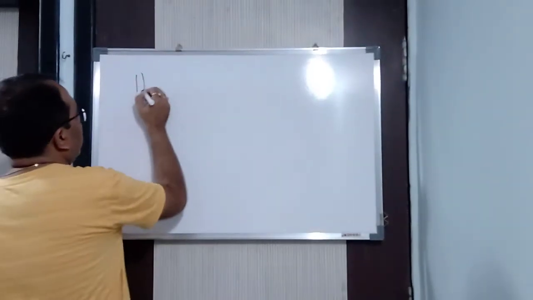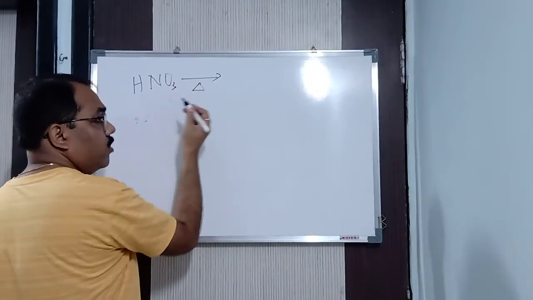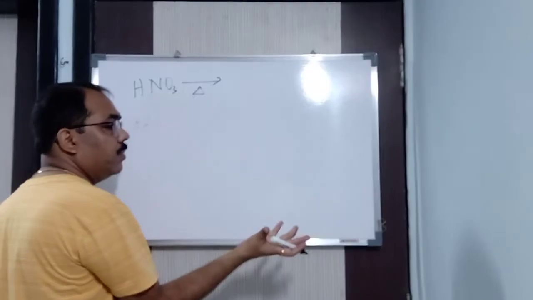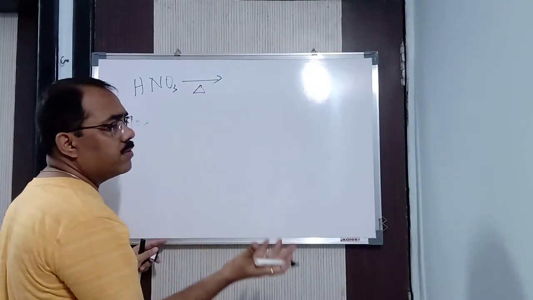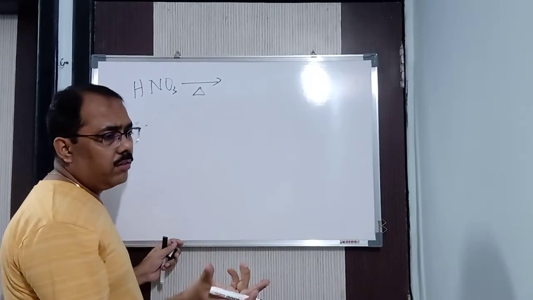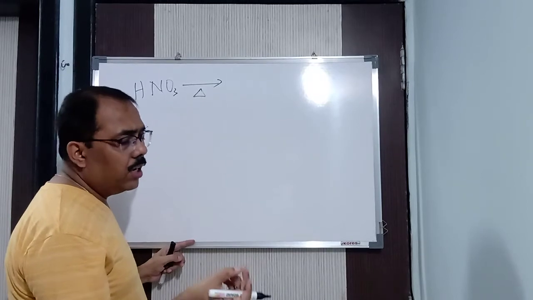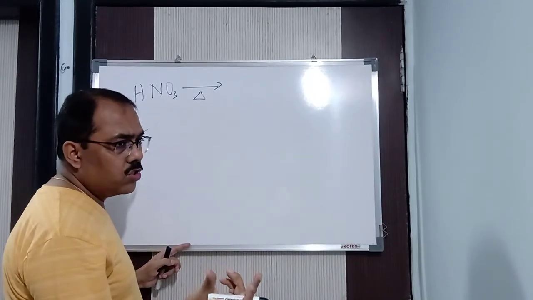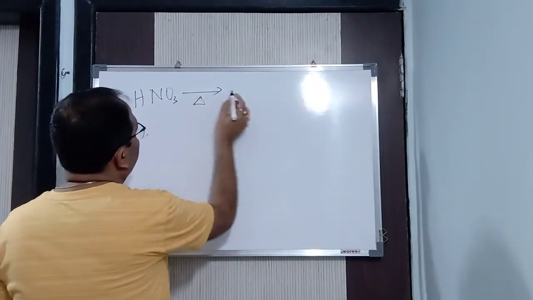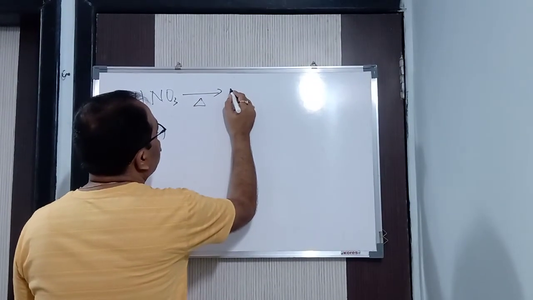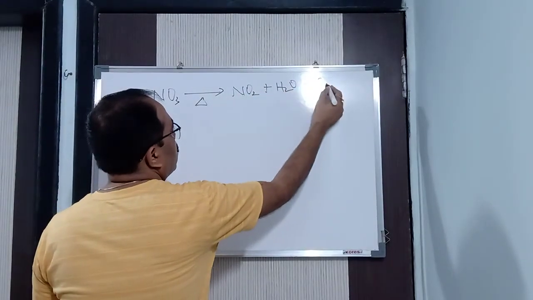We have seen that HNO3 is unstable when you heat it. I have told you that even if you keep HNO3 at room temperature in a plain bottle, it gives nitrogen dioxide gas, due to which nitric acid has a slight yellowish tinge from the decomposition to nitrogen dioxide. So nitric acid decomposes to give nitrogen dioxide plus water plus oxygen. You can balance it.